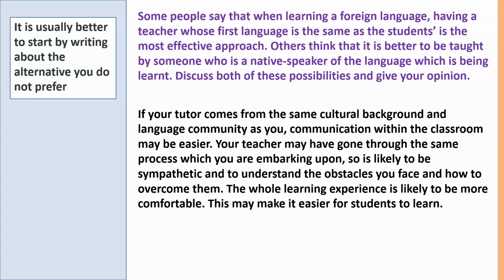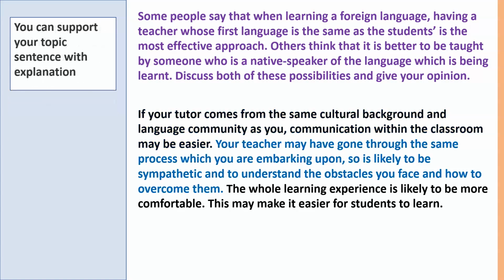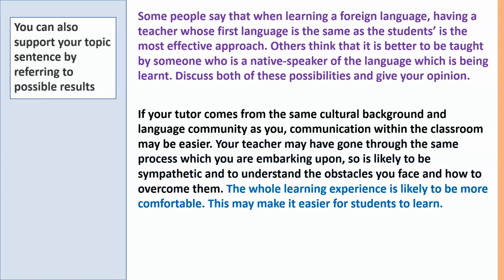In your first main body paragraph, usually better to start by writing about the alternative you do not prefer, so the weaker alternative. Paragraphs in the main body should start with a clear topic sentence which supports your position, and you can support the topic sentence with explanation, and also by referring to possible results, as we've done here.